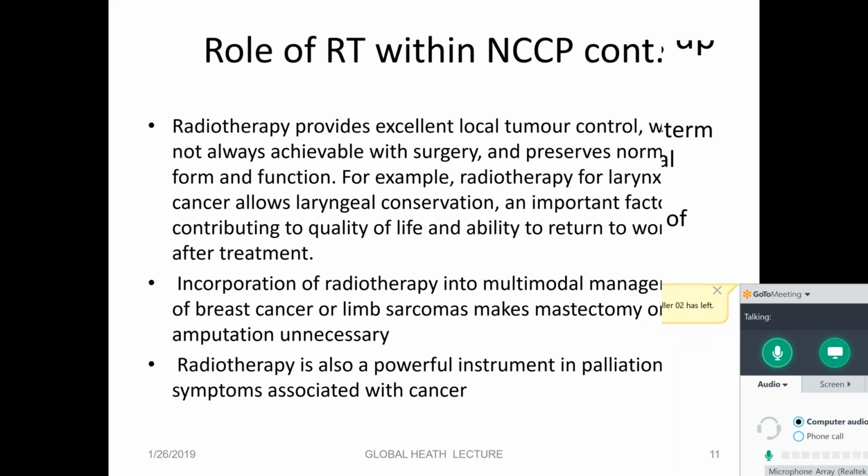And then another thing is the incorporation of radiotherapy into multimodal management of breast cancer or limb sarcomas, which makes mastectomy, which can be mutilating at times, or amputation, unnecessary. So conservative surgery can be done when radiotherapy is given to reduce the tumor. Radiotherapy is also a powerful instrument in palliation of symptoms associated with cancer.